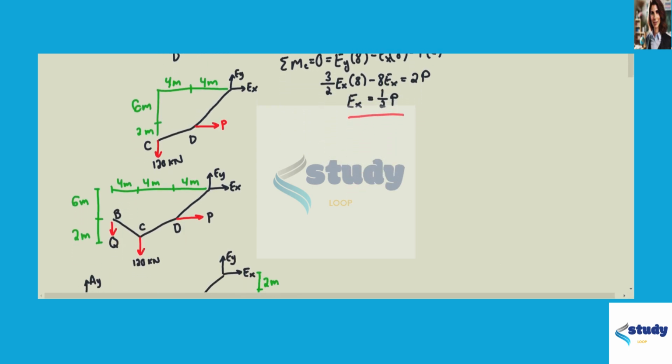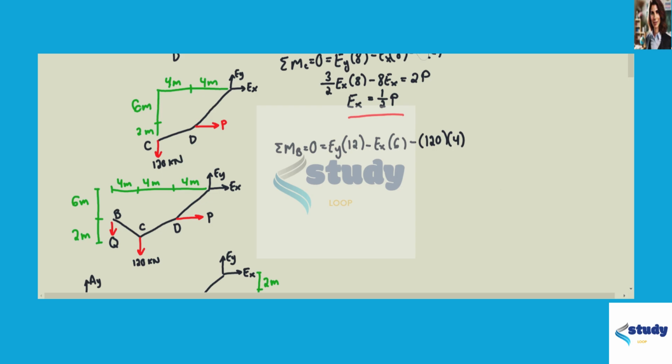Now we're going to draw a free body diagram from B to E. We're going to do the sum of moments around B, and that equals 0. So this will equal EY times 12, because there are 12 meters in the horizontal direction between B and E, minus EX times 6, because there's 6 meters in the vertical direction between B and E, and subtract 120, which is the force at C, times 4, because there's 4 meters in the horizontal direction between B and C.